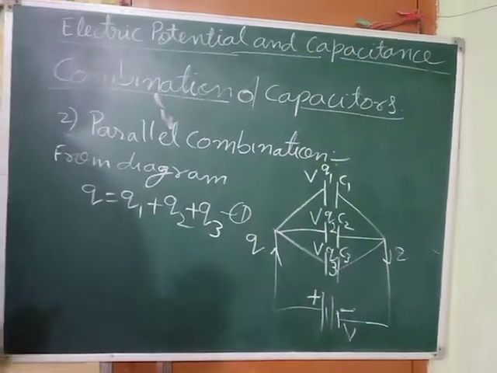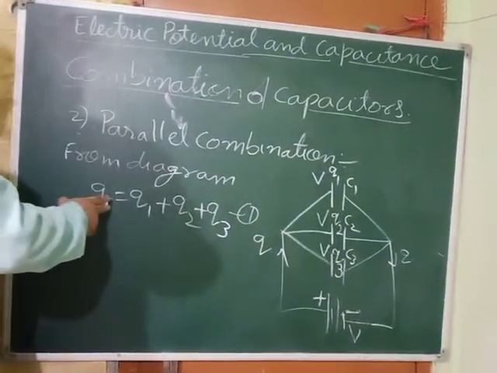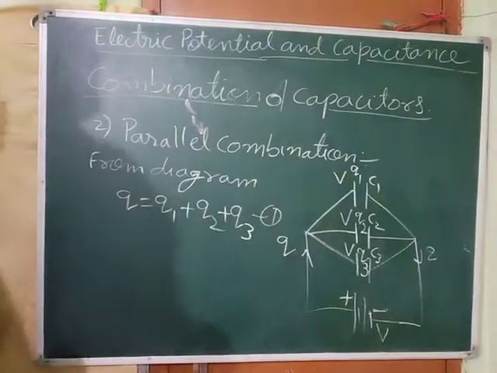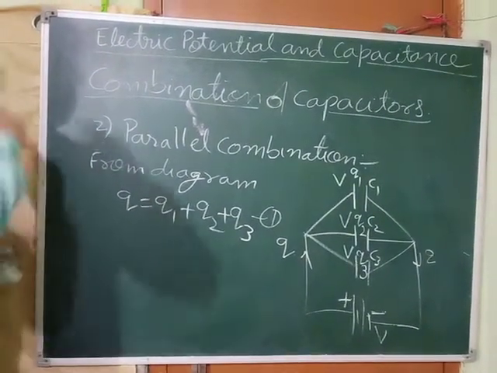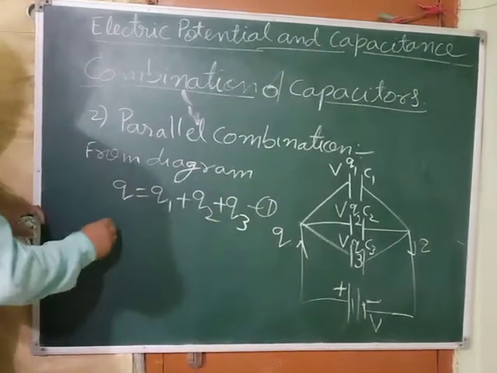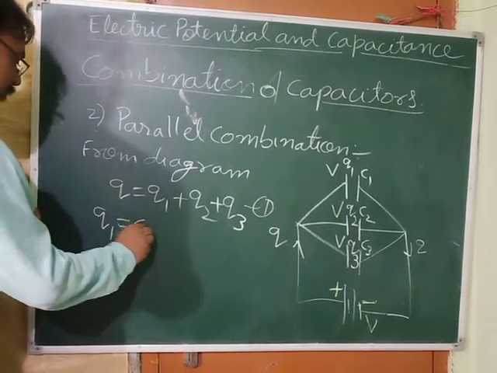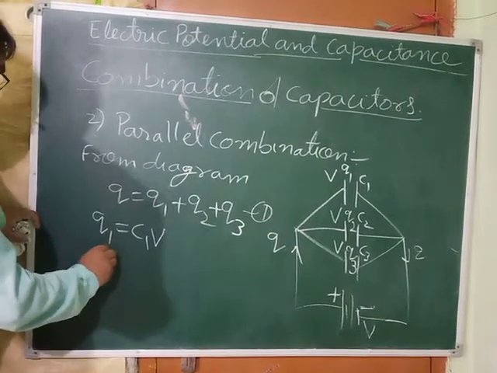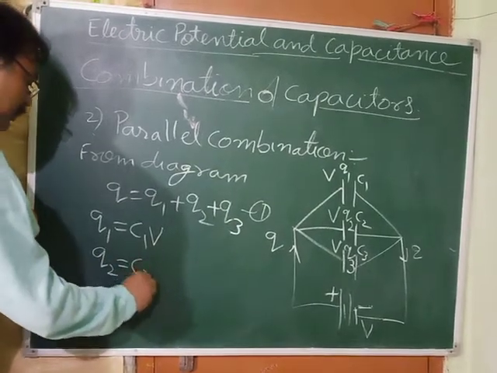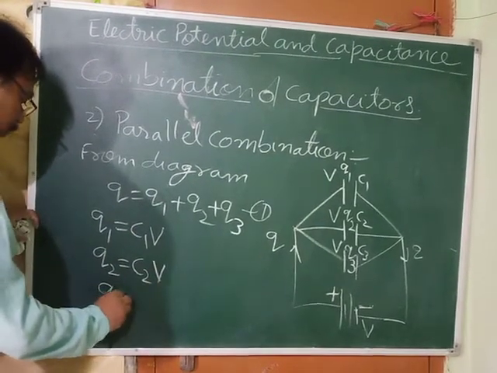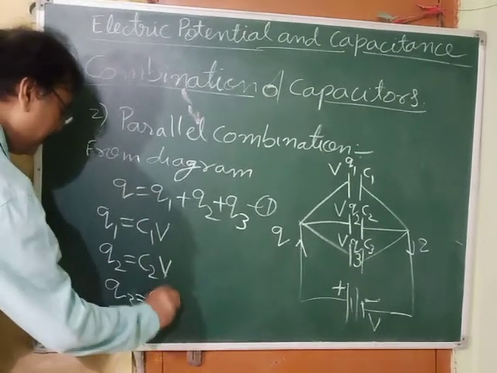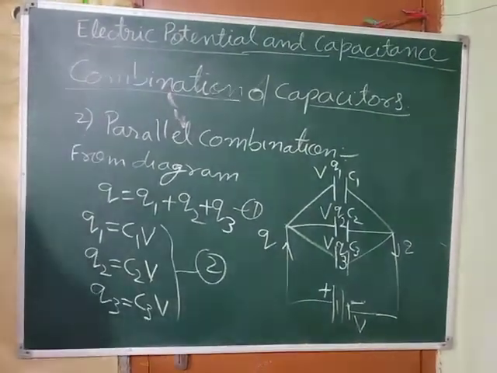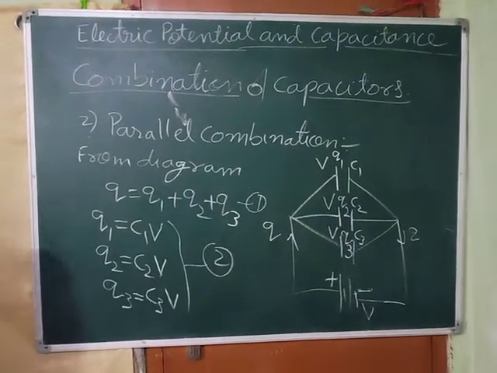Now see, we got Q equals Q1 plus Q2 plus Q3. Now by applying the definition of capacitance on the three capacitors, for the first capacitor we can write Q1 equals C1 into V. For the second, Q2 equals C2 into V. For the third, Q3 equals C3 into V. Let this be equation number 2. Any problem in this? I think you got both the equations.